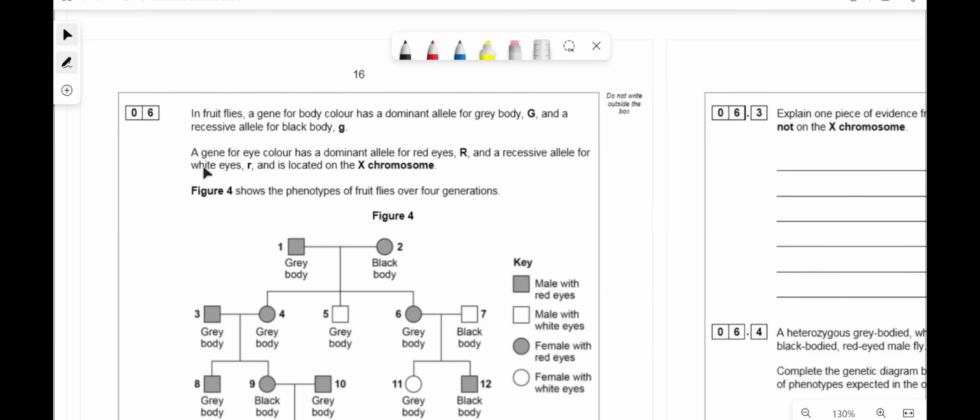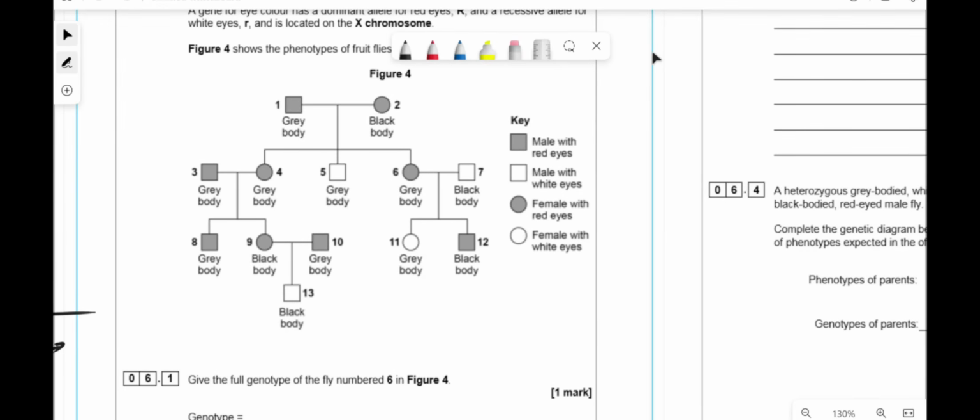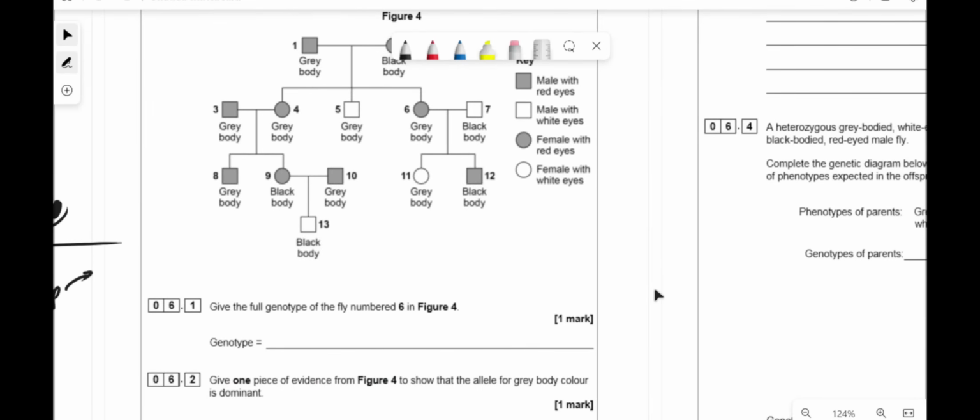So in fruit flies, a gene for body color has a dominant allele for gray body, big G, and a recessive allele for black body, little g. A gene for eye color has a dominant allele for red eyes, big R, and a recessive allele for white eyes, little r, and is located on the X chromosome. Figure 4 shows the phenotypes of fruit flies over 4 generations. So the squares are males and the circles are females. If they are dark, they've got red eyes, and if they are white, like these white boxes, they've got white eyes.